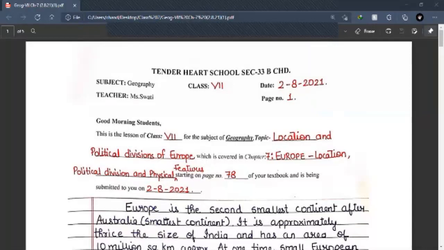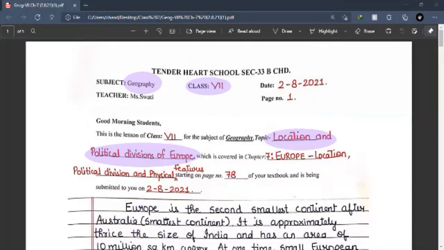This is the lesson of class 7 for the subject of geography, topic: location and political divisions of Europe, which is covered in chapter 7, Europe: location, political division, and physical features, starting on page number 78 of your textbook, submitted to you on 2nd of August 2021.